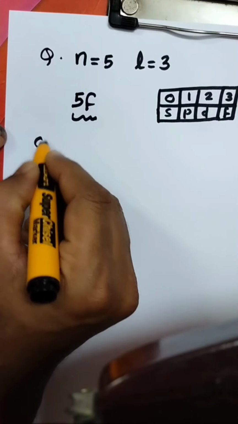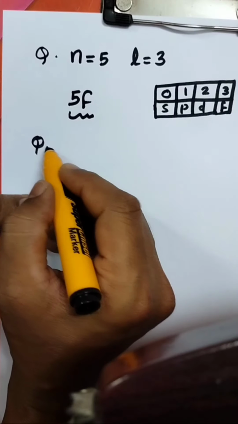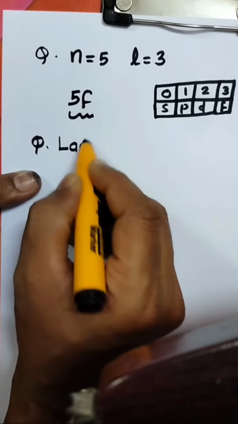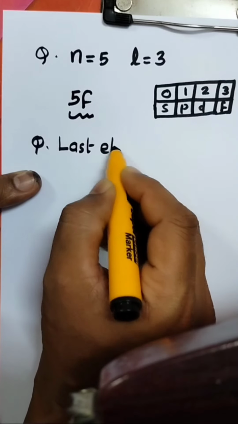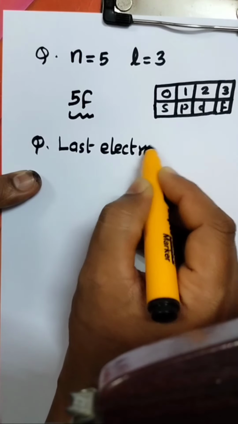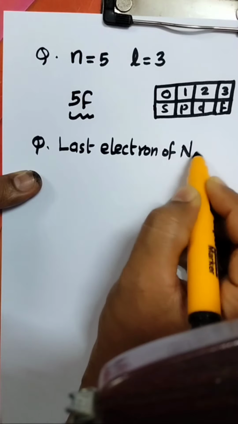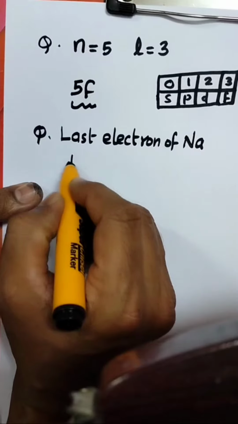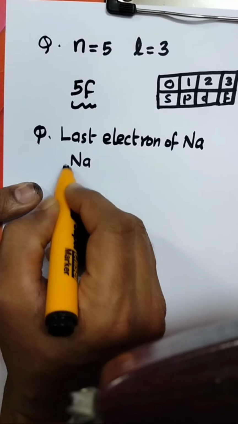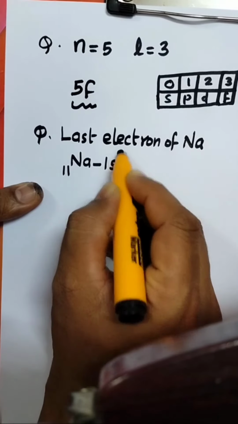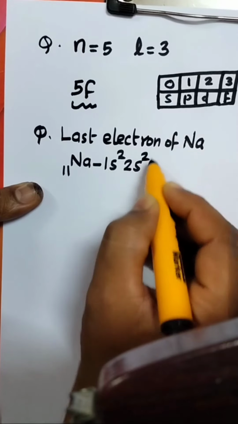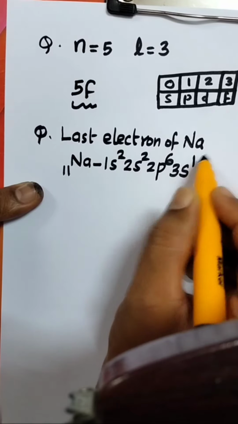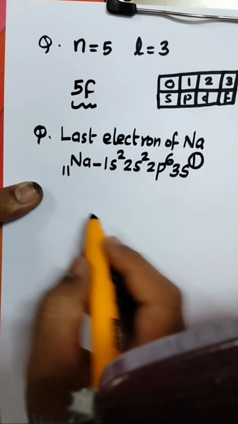Next question. Find the value of all quantum numbers of the last electron of sodium. Sodium, atomic number 11: 1s2, 2s2, 2p6, 3s1. This is the last electron.